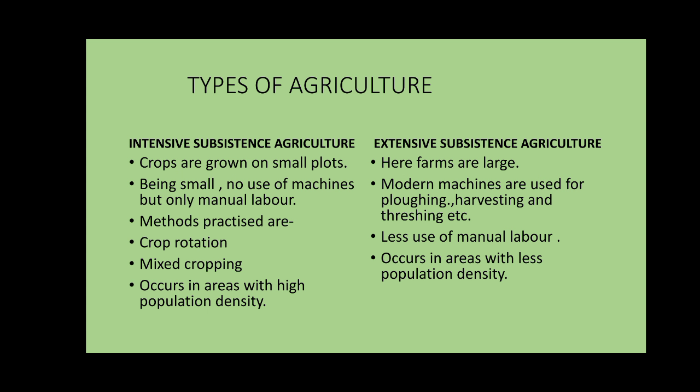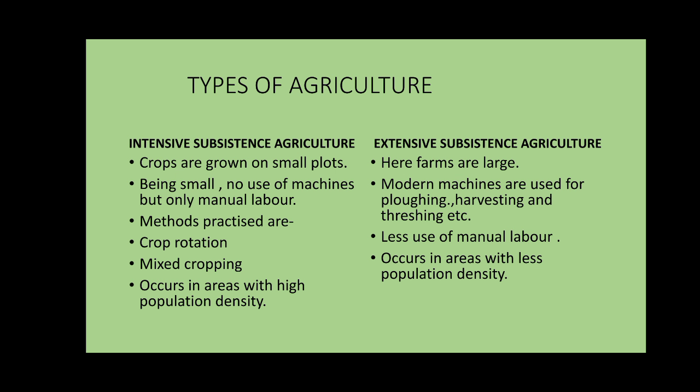The different types of agriculture are: number one, intensive subsistence agriculture, in which the crops are grown on small plots, and being small, many machines cannot be used, and therefore it is basically employing manual labor. The methods practiced here are crop rotation and mixed cropping. It is usually carried out in areas with a high population density.